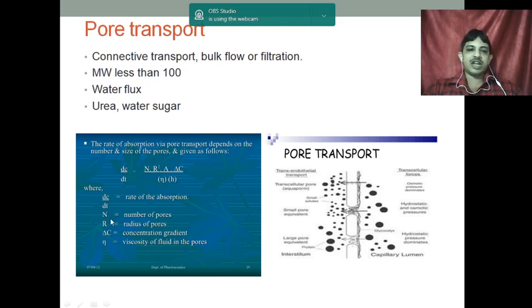The rate of absorption via pore transport is dC/dt. S is the number of pores, r is the radius of the pore, A is the surface area, ΔC is the concentration gradient, and h is the thickness, as already discussed. The viscosity of the fluid in the process is also important.